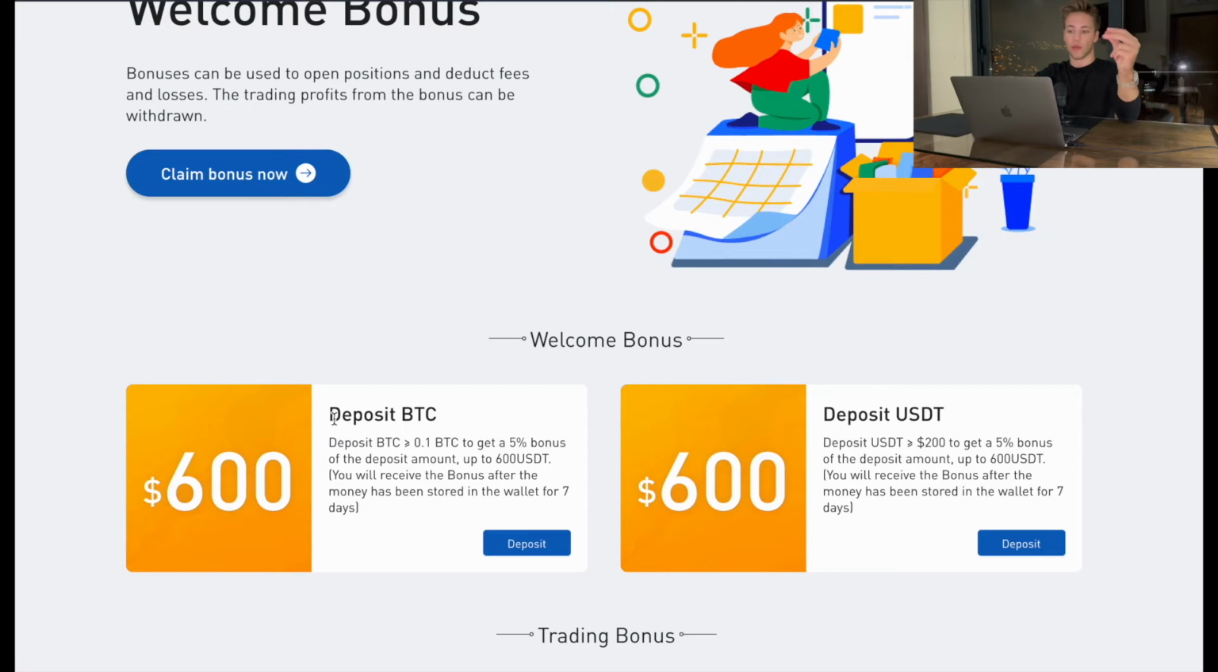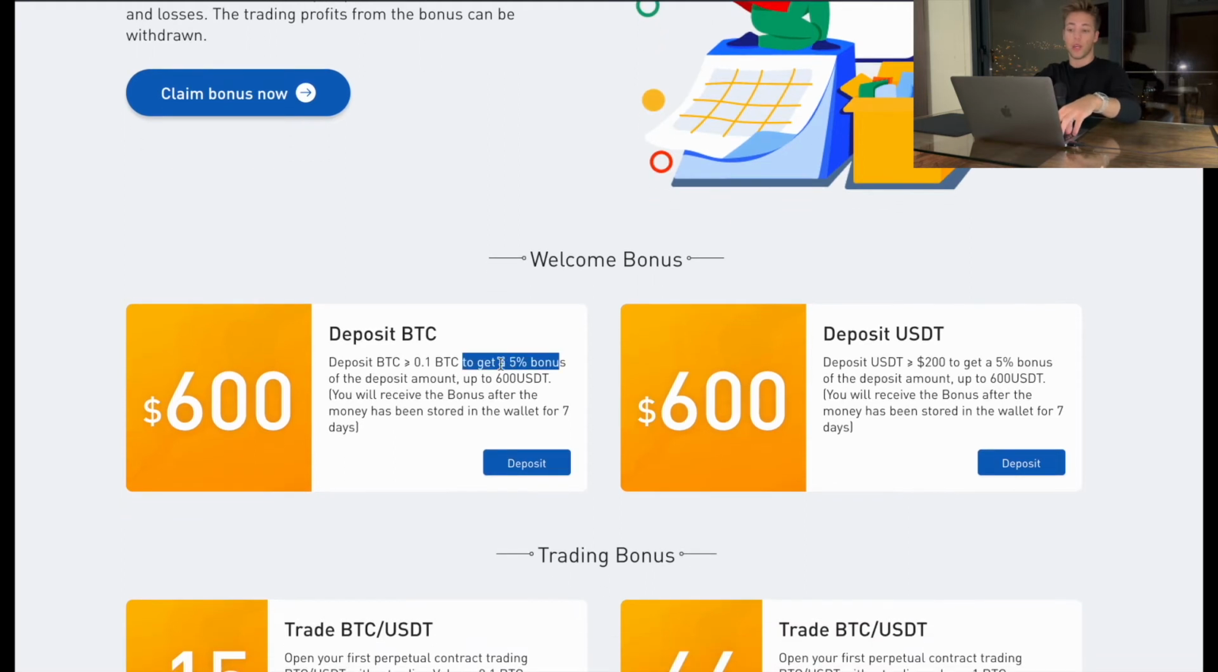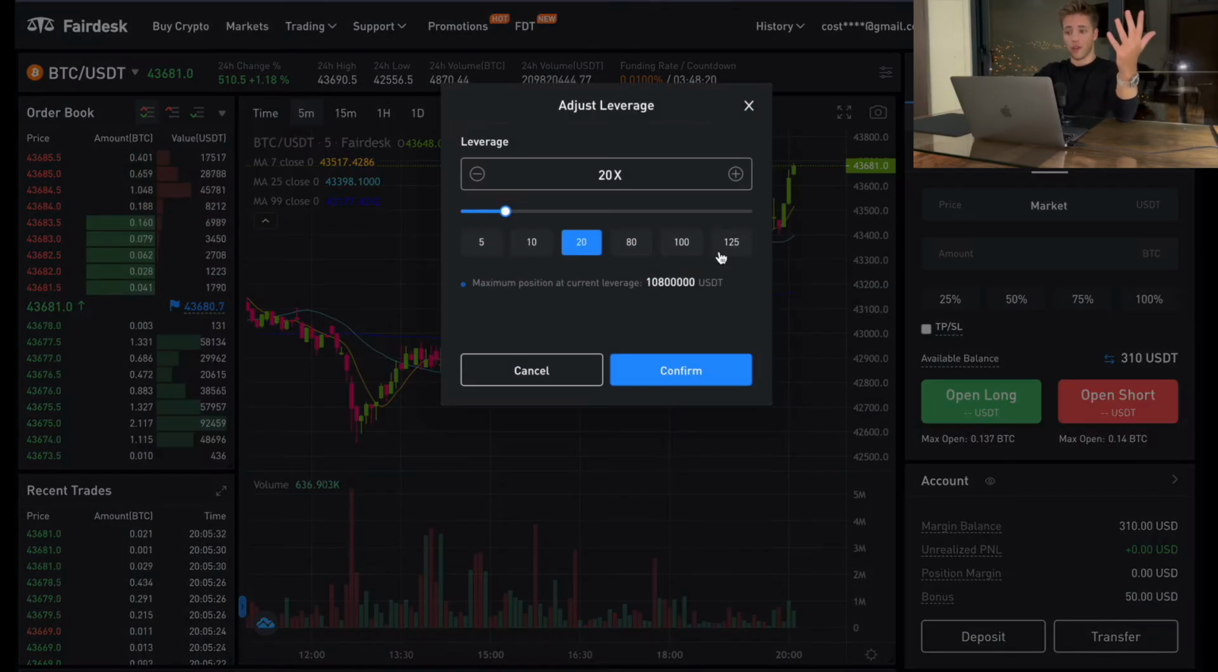Currently there is this welcome bonus of up to 600 USD, and how it works: if you deposit over or equal 0.1 BTC, you get a 5% bonus of the deposit amount up to 600 USDT, alright? You'll receive the bonus after the money has been stored in the wallet for 7 days. Here you have other bonuses if you want to use them. And if you take a look in here, they offer up to 125 leverage, right?